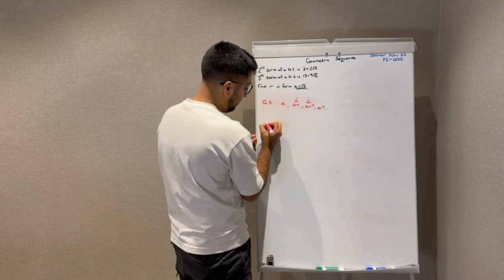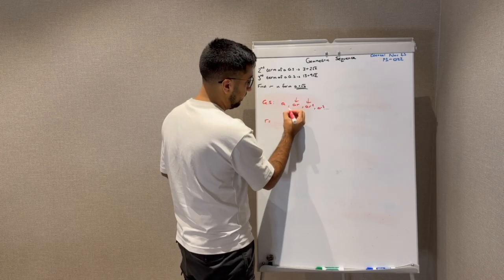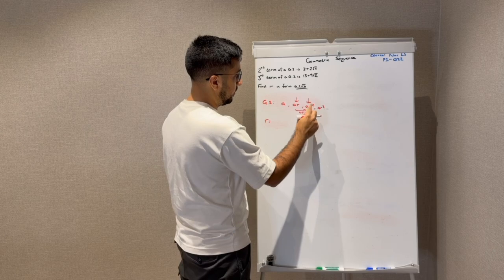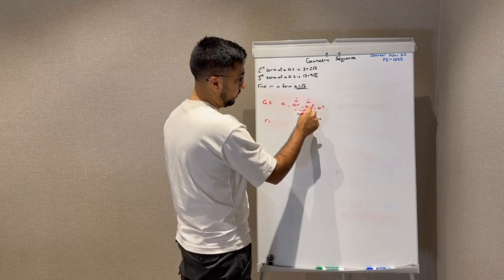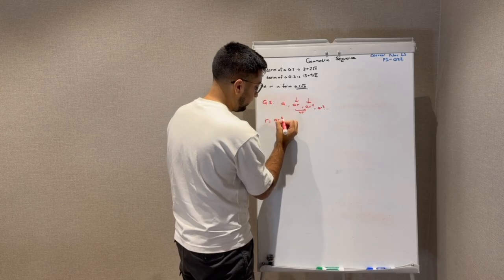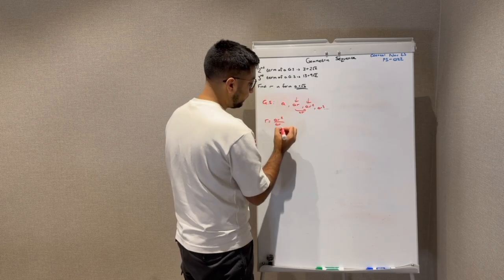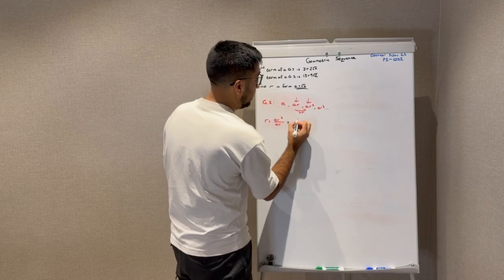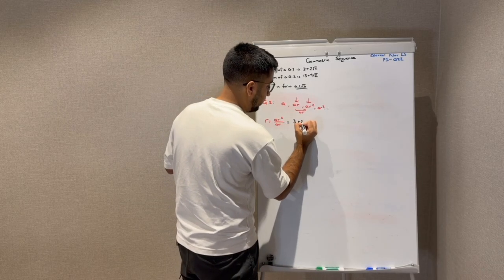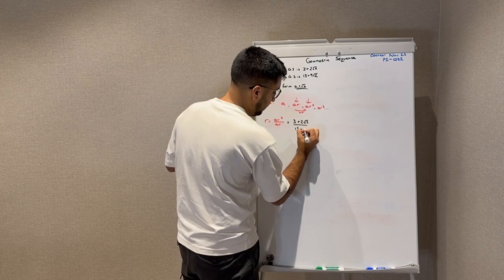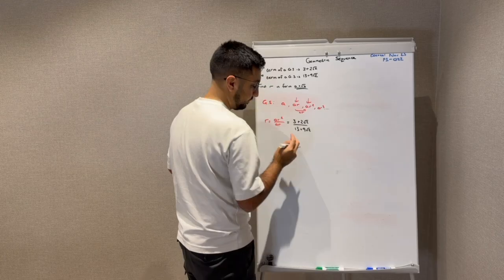Quite simply, we know that if we're multiplying by r each time, then to get r, we can do the third term divided by the second term. And then we just substitute that in. So we would have 3 plus 2 root 2 over 13 plus 9 root 2.